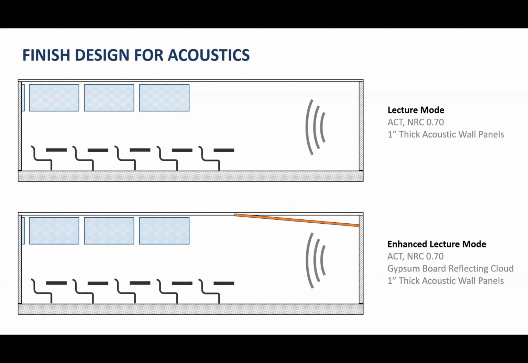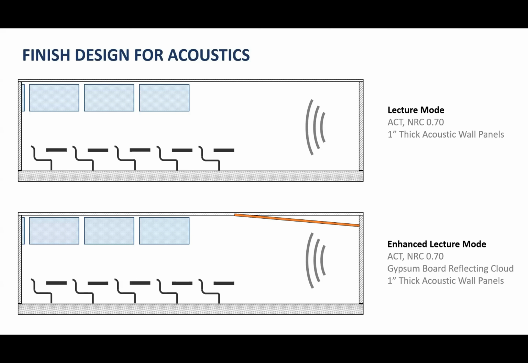So these are just a couple of slides of some concepts for acoustic finishes for acoustics in a classroom. For typical lecture mode, we may do something like NRC 0.7 acoustic ceiling tile on the ceilings and have some 1-inch thick acoustic wall panels on the upper side walls in the room.